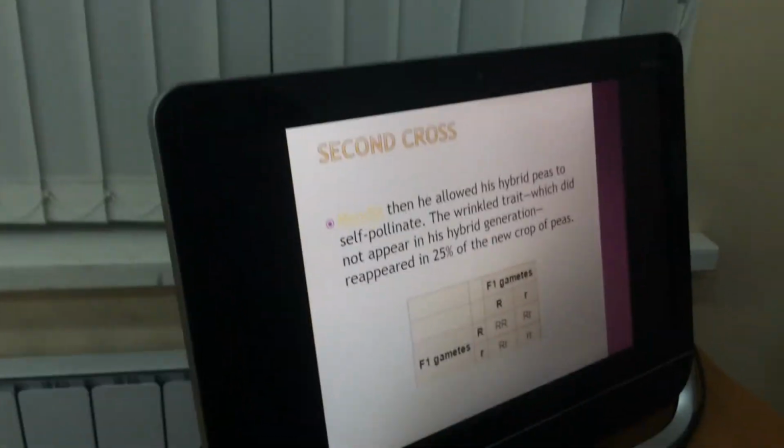The next one, the second cross. Mendel then allowed his hybrid peas to self-pollinate. The wrinkled trait, which did not appear in his hybrid generation, reappeared in 25% of the new crop of peas. Then, in the table, I will show the table.